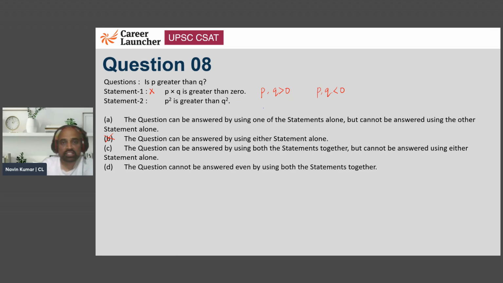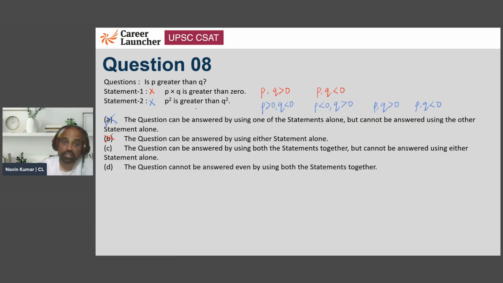P square is greater than Q square. If P square is greater than Q square, then P may be positive and Q may be negative, P may be negative and Q may be positive, P and Q may both be positive, or P and Q may both be negative. Anything is possible, right? So from the second statement alone also we will not get the answer. So A is also wrong.